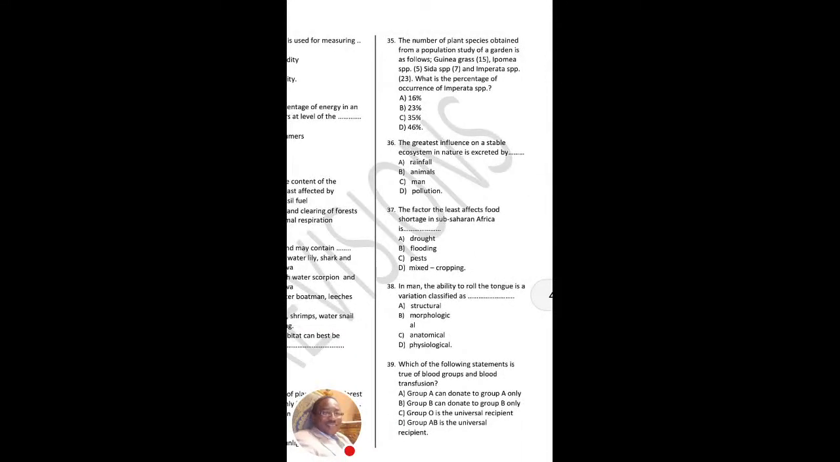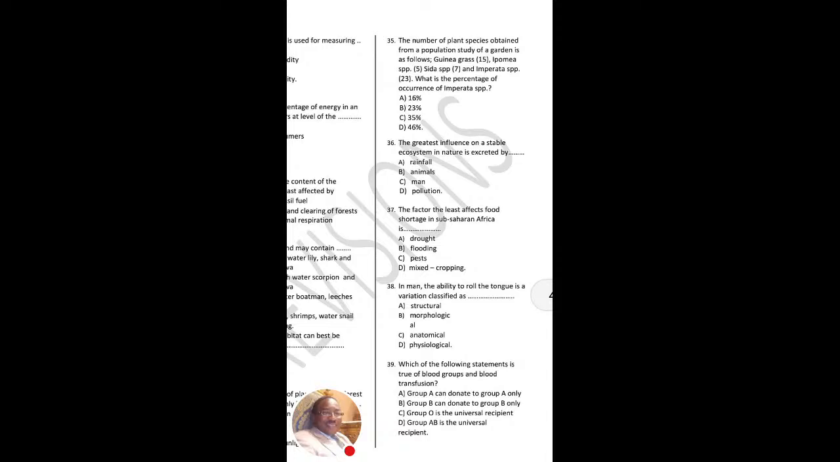Number 35 is a little bit of calculation. Let's look at it closely. The number of plant species obtained from a population study of a garden is as follows: Guinea grass 15, Ipomoea 5, Cedar 7, Imperata 23. What is the percentage occurrence of Imperata species? This is a question connected with frequency. What is the percentage frequency of Imperata? It means that we have to look at the population of Imperata divided by the total number of plant species, times 100%.